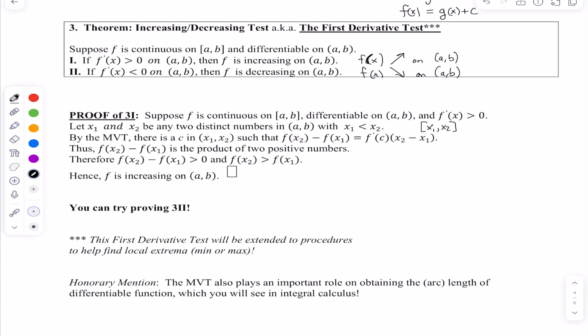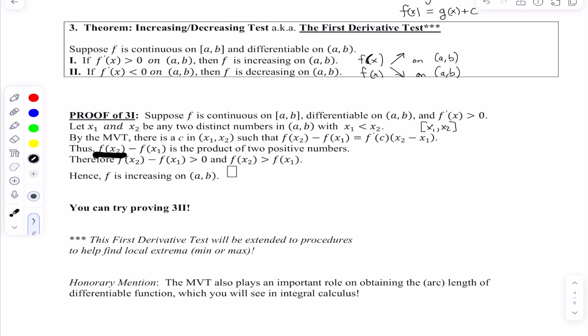And we can certainly apply the mean value theorem on this smaller interval. You end up getting a critical number. The difference between the y values is now equal to the derivative evaluated at this critical number times that change in x value. But what do you know about x2 minus x1? You know this is positive because you know x2 is already bigger than x1. So this is positive. We know that the derivative is already positive. So this has to be the product of two positive numbers, okay?